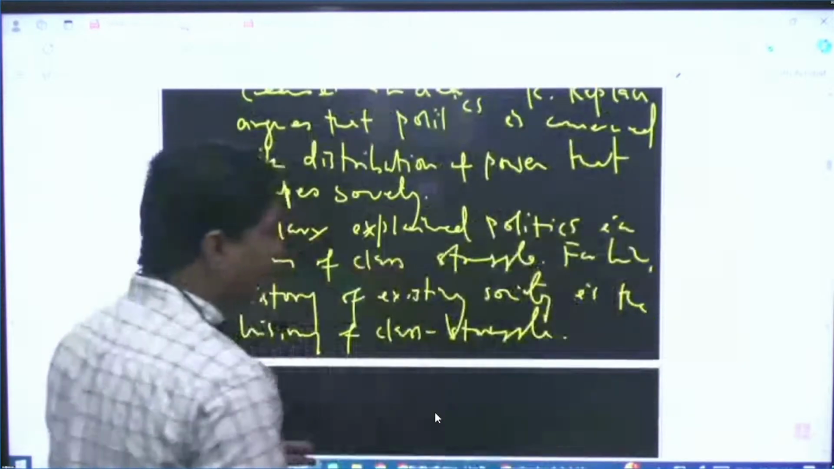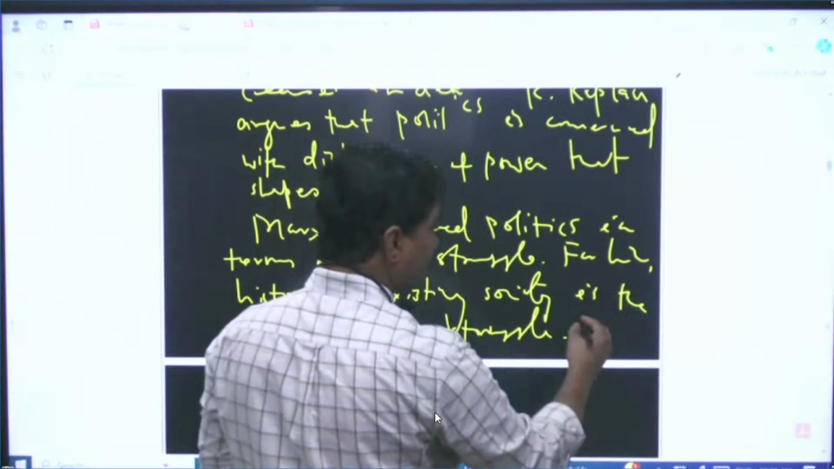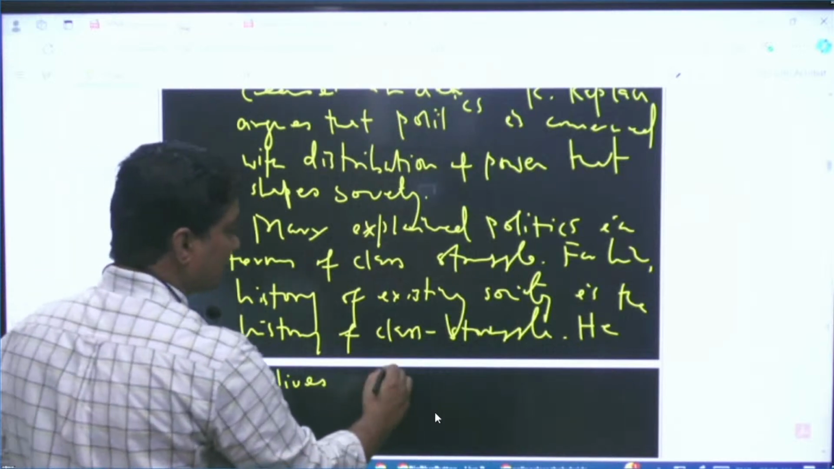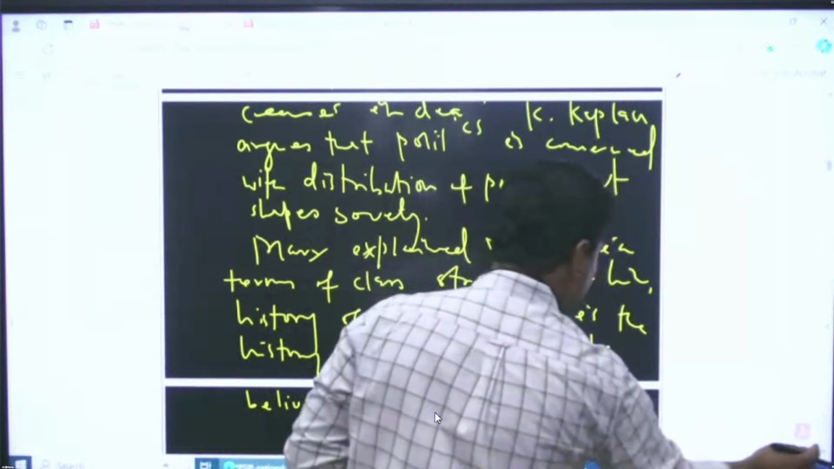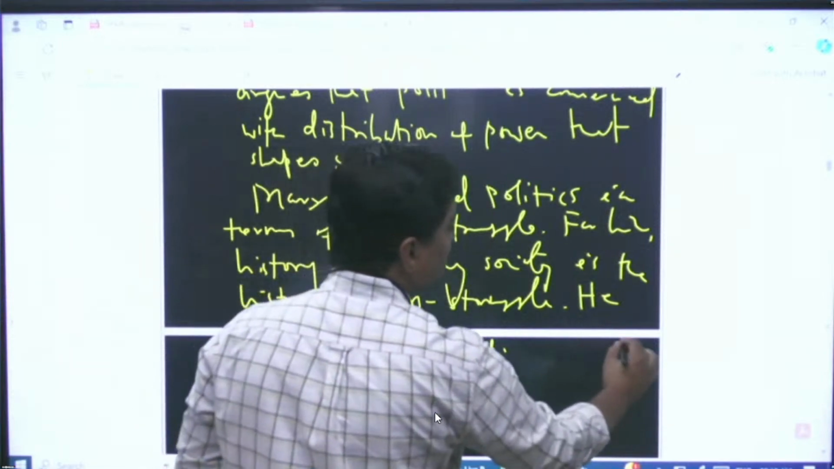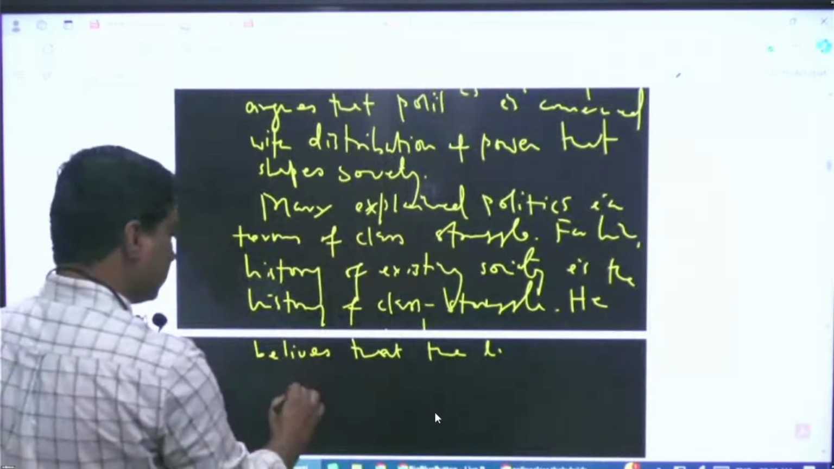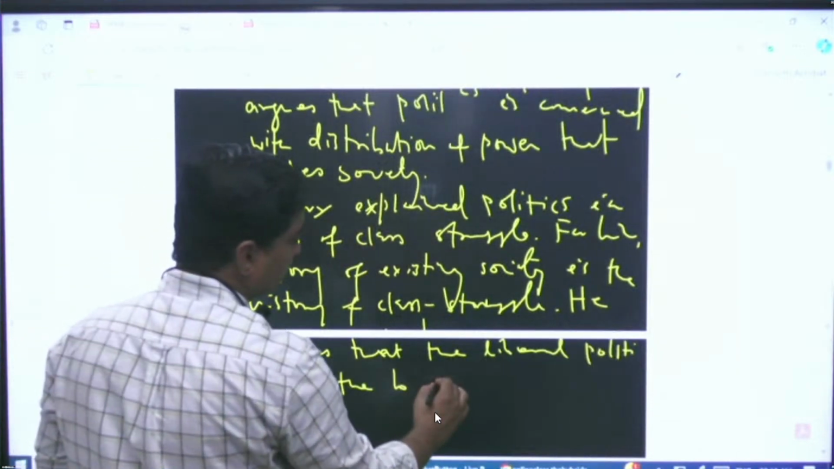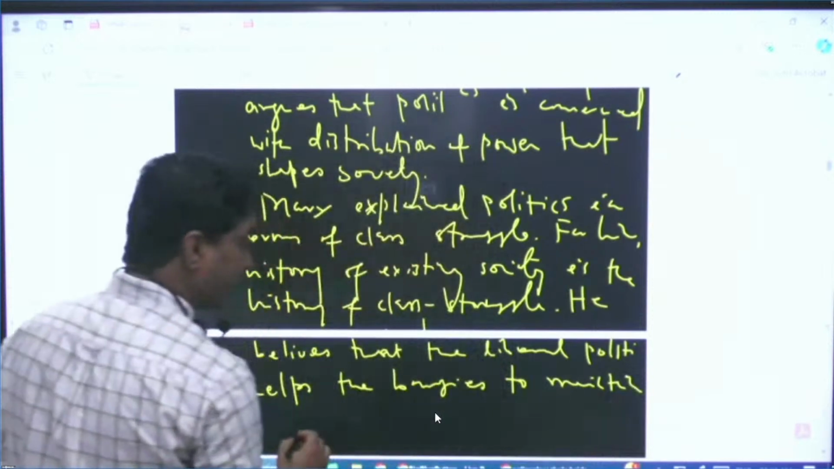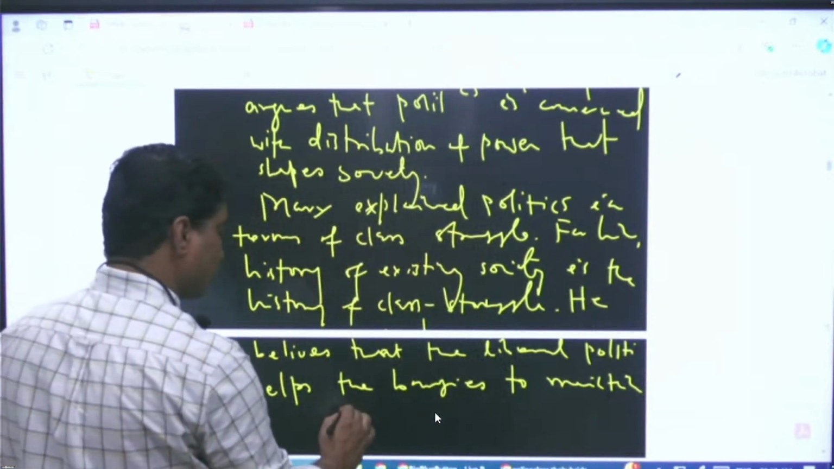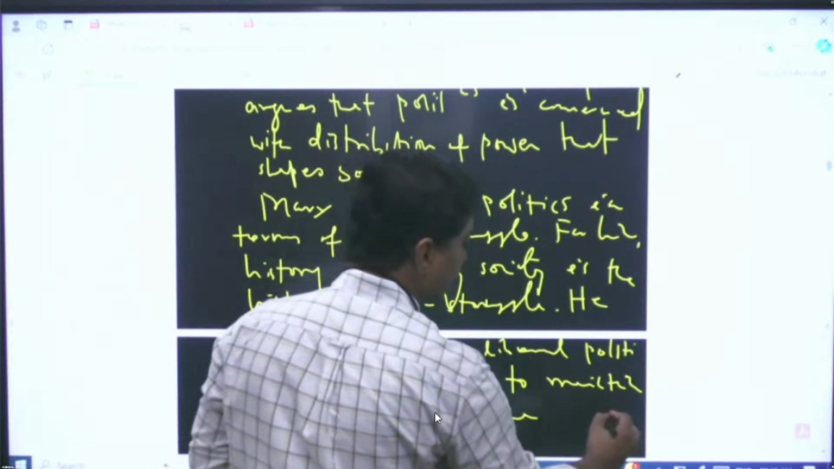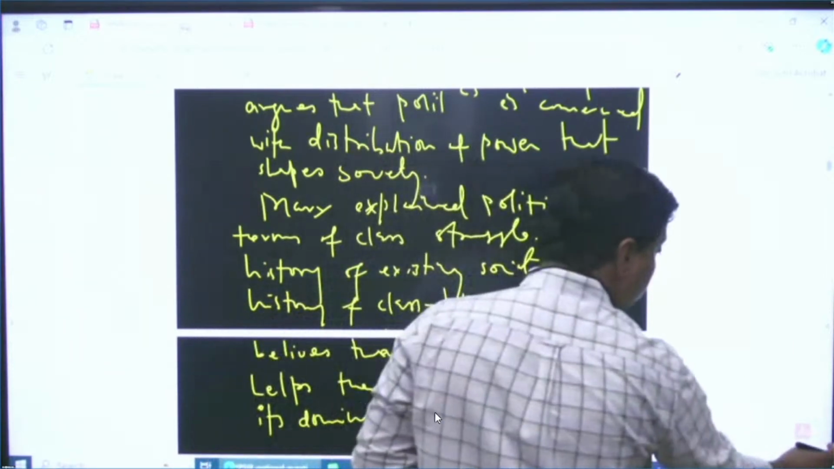Now you can extend it, right? You can extend it: Marx believes that liberal politics helps the bourgeoisie to maintain its dominance over the proletariat. So this is the Marxist perspective.